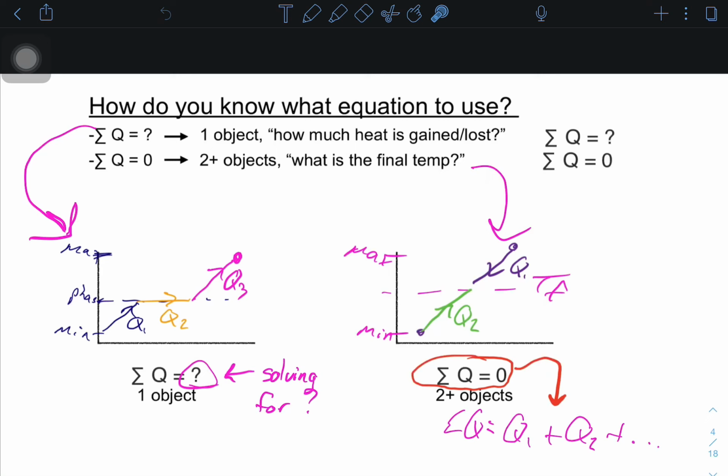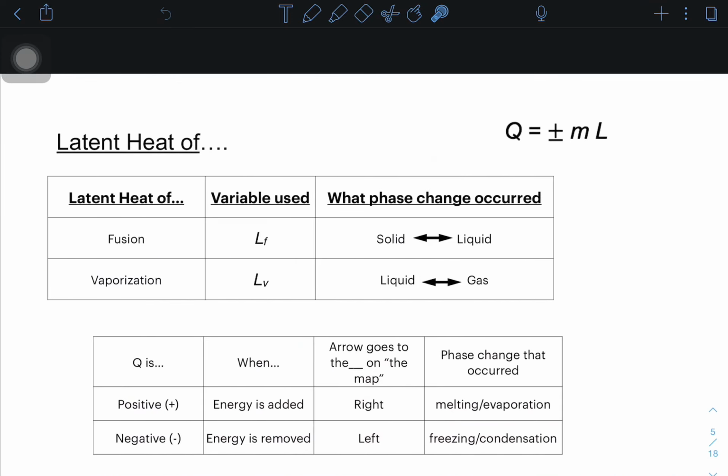So how do we know, again, which equation? We are dealing with 2 or more objects that are reaching thermal equilibrium. So we're using the sum of all my Q's is equal to 0, and we're going to be adding them all up. Whereas if we only had 1 object, we'd be solving for how much heat was gained or lost.